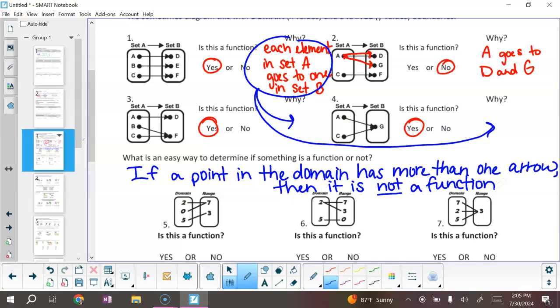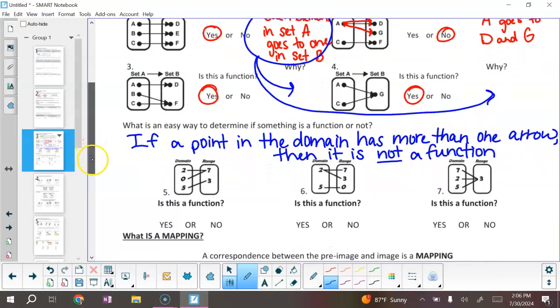So maybe if you start to look for that, it'll make some of these problems go a little bit quicker now, because you'll maybe start to just be able to look at the arrows. You won't have to think so much about the letters or the numbers that they're giving you. Just look at those arrows and use them to help you make a decision about whether you think it's a function or not, okay?